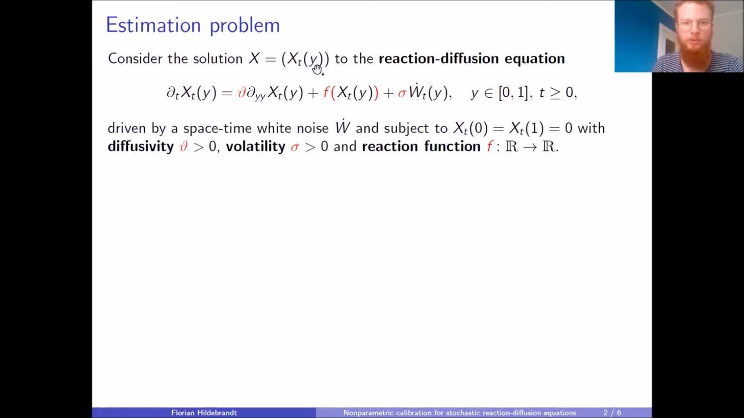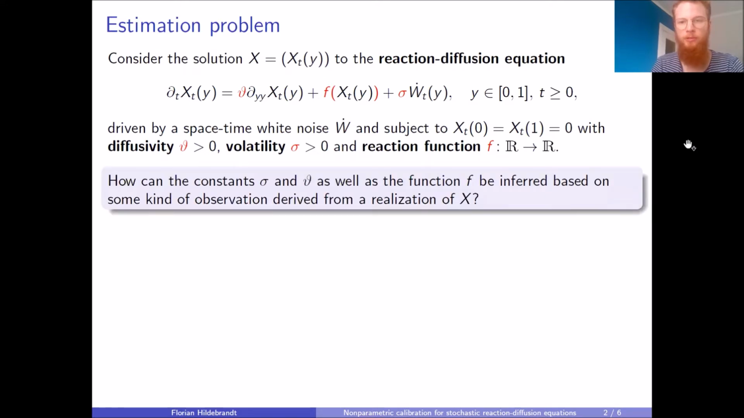When you set f equal to 0, you end up with just the usual stochastic heat equation. And from a statistical point of view, the natural question to ask here is how the single components of this equation can be estimated based on some kind of observation that we can derive from the solution process.